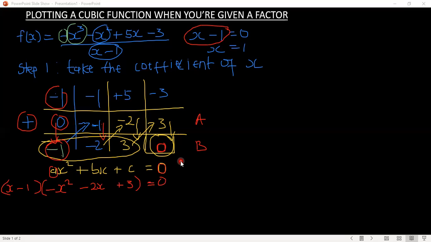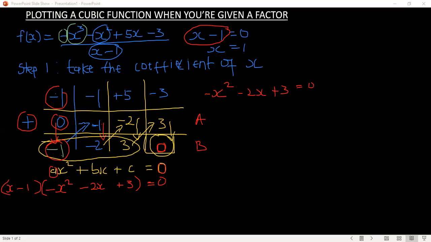Then after that, we factor this: -x squared minus 2x plus 3. Guys, as you can see, you have a minus sign here. I would advise that when you come across something like this, just change the value of a to be positive. Don't factorize when you have a negative value of a. So we have negative x squared minus 2x plus 3, which is equal to 0.